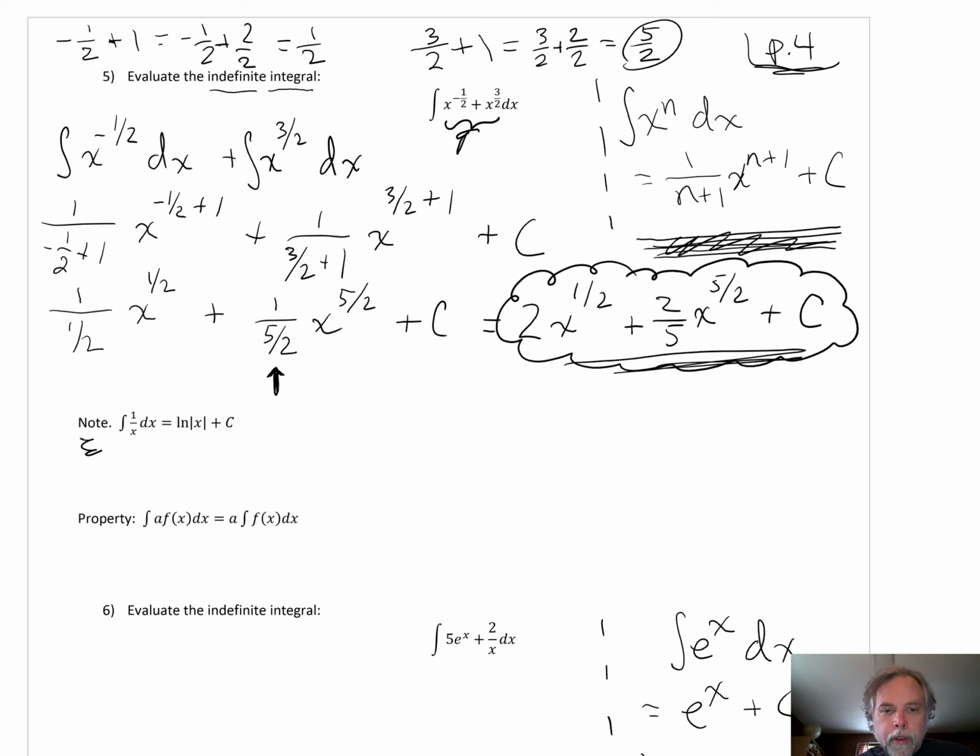So this is a formula. The integral of 1 over x dx is equal to the natural log of the absolute value of x plus c. And that's because of the derivative formula: the derivative of the natural log of the absolute value of x is 1 over x.